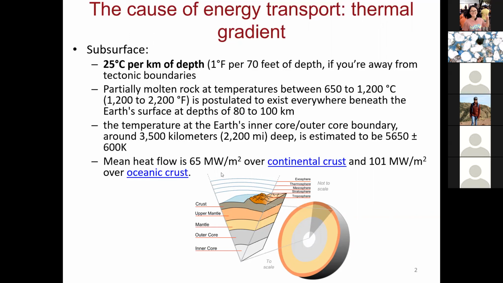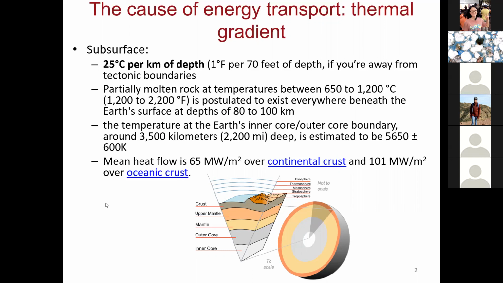Now, mean heat flow. Because of that difference in temperature, there's a heat flow over this continental crust, and it's a little different for where we actually have continent and where we have the ocean, basically because the heat transfers differently across land mass and ocean.